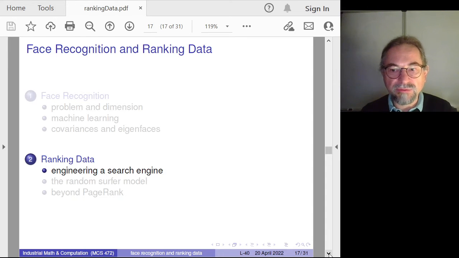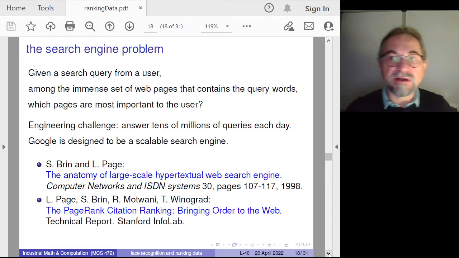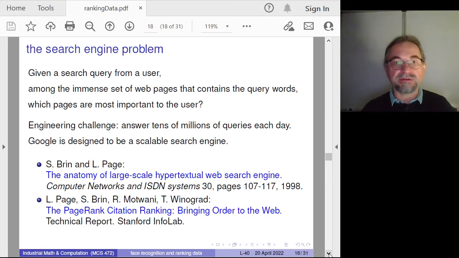Okay, so let's now look into another class of applications in ranking data. So consider the search engine problem. One has a search query from a user, and one has web pages where those query words appear. So one can present the user with these links. The problem is that there is an immense set of web pages, and how to order those pages. Which pages are most important to the user?